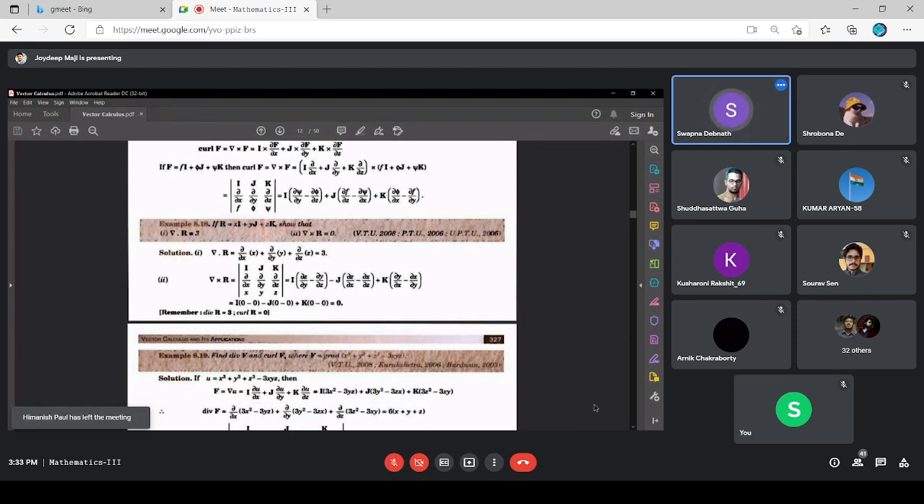Similarly, curl of r: you just write r with the components x, y, z, and the del components are ∂/∂x, ∂/∂y, ∂/∂z, and write the formula, or expand this determinant, and you get curl of r is equal to 0. Therefore, divergence of the position vector of a point (x, y, z) is always equal to 3, and curl of r is equal to 0.